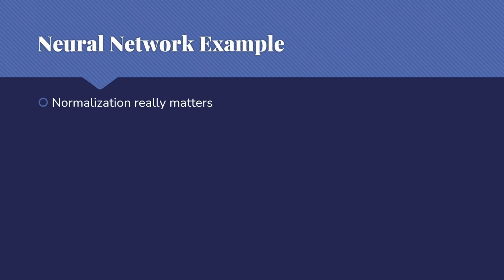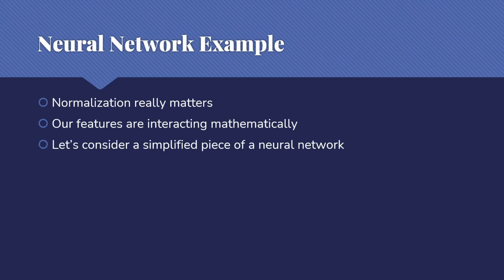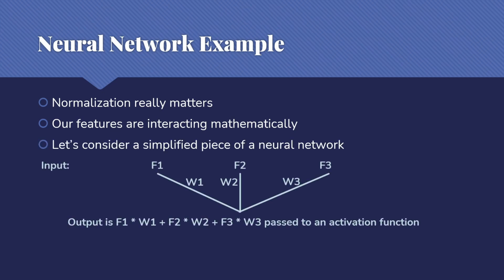On the other hand, with the neural network, normalization is really important in general. Our features are actually interacting mathematically. So let's take a look at a very simplified piece of a neural network. I have input of the 3 different feature values. Each of those is connected by a weight to a node.